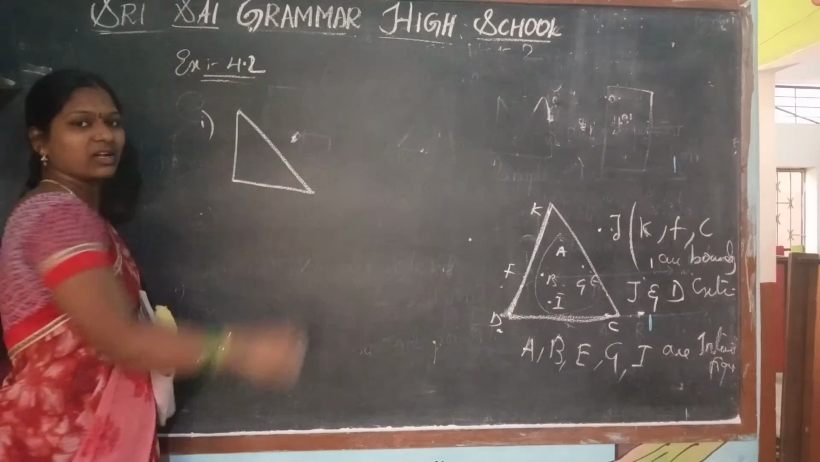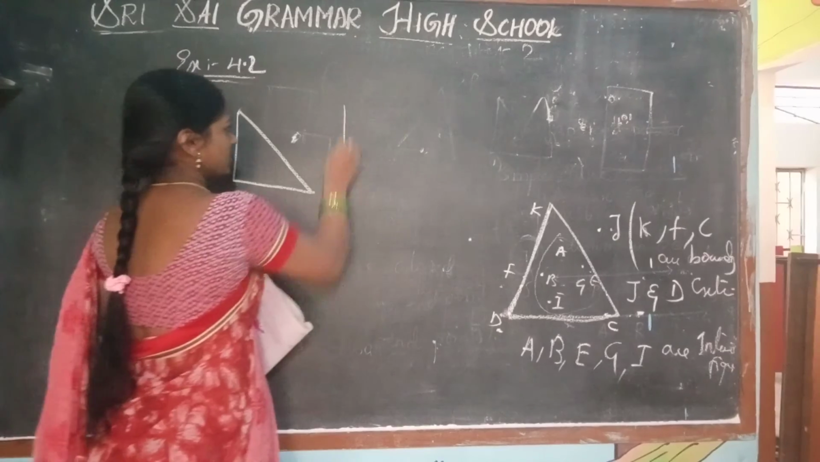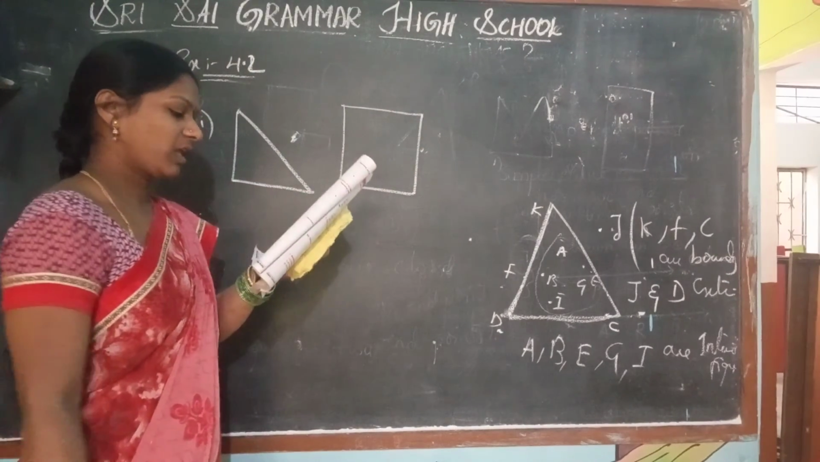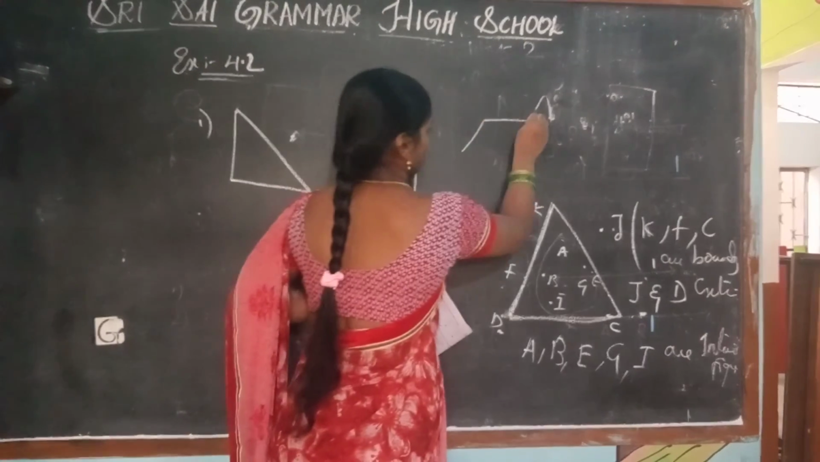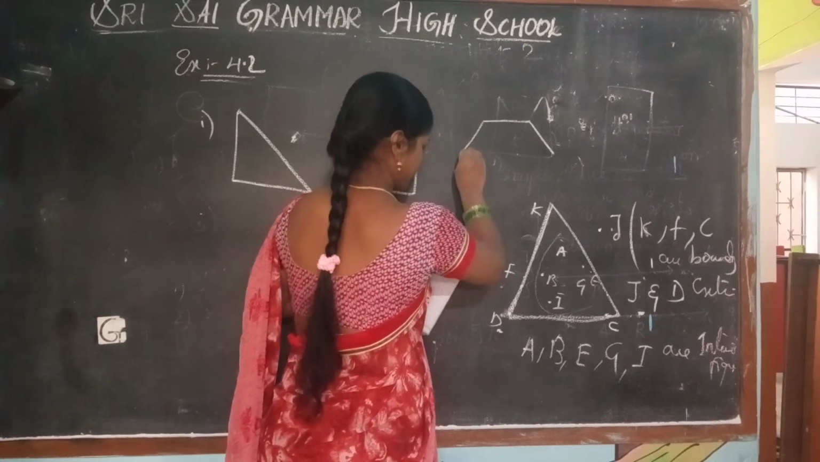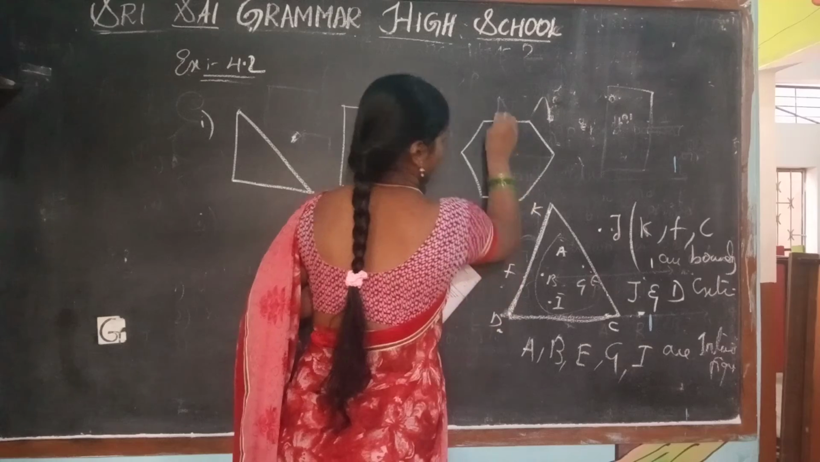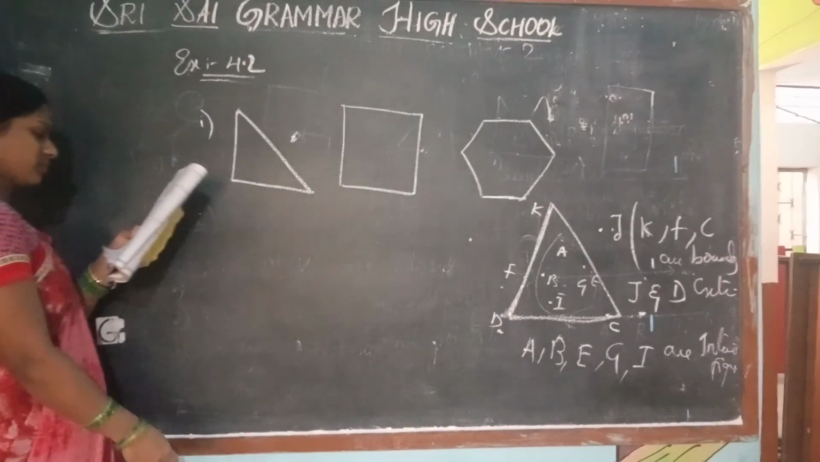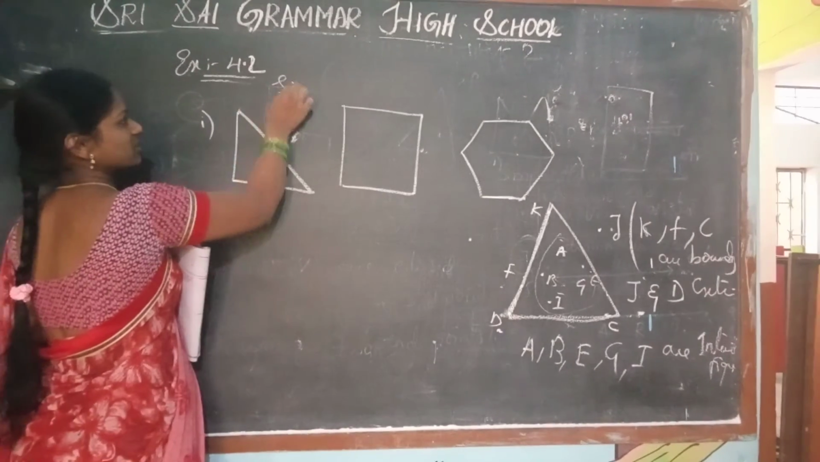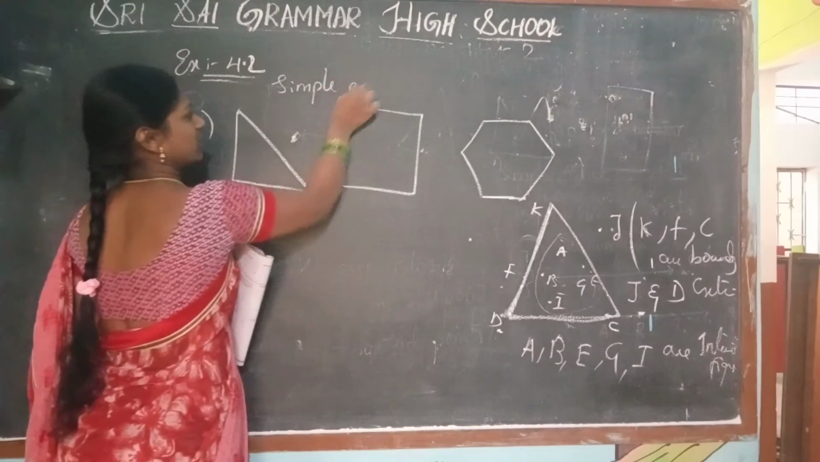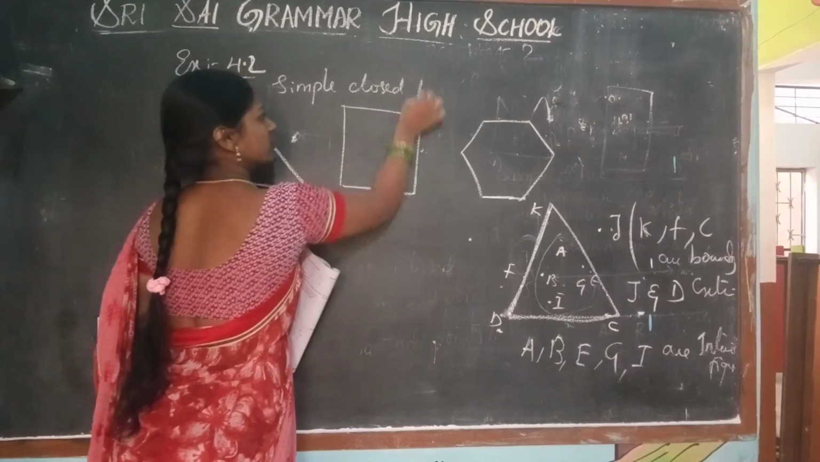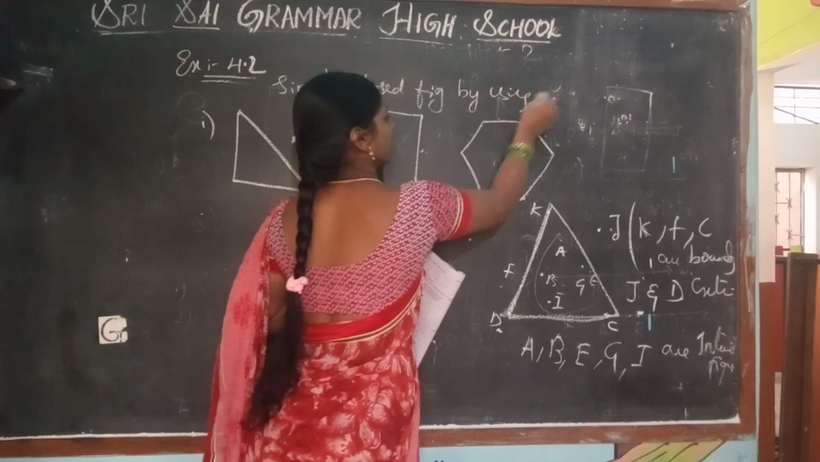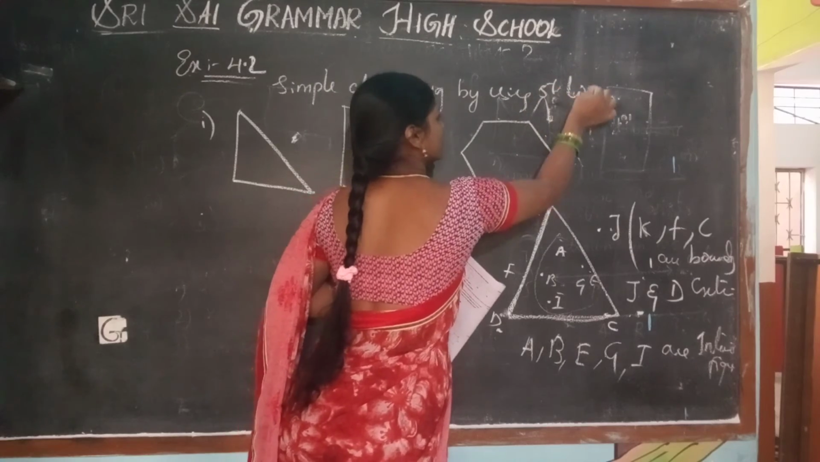This is a rectangle. Now this is a square. These are some simple closed figures by using only straight lines.